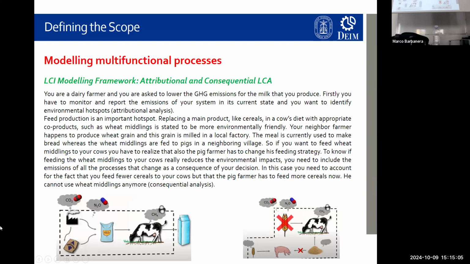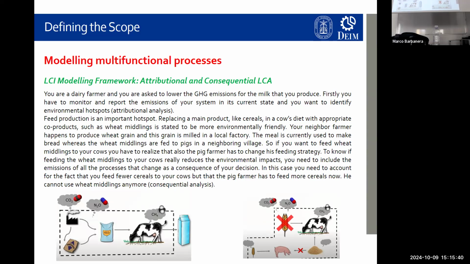In this example, I think it could be interesting to get a better idea about the consequential approach. We can read this interesting example. You are a dairy farmer and you are asked to lower the greenhouse gas emissions for the milk that you produce, okay? Firstly, you have to monitor and report the emissions of your system in its current state, and you want to identify environmental hotspots.